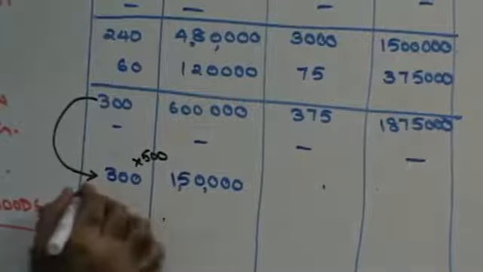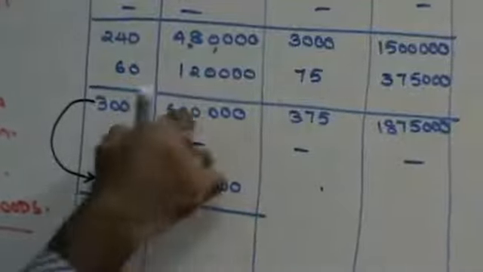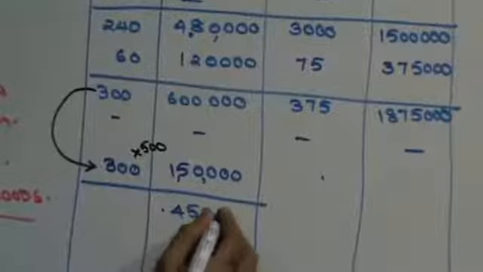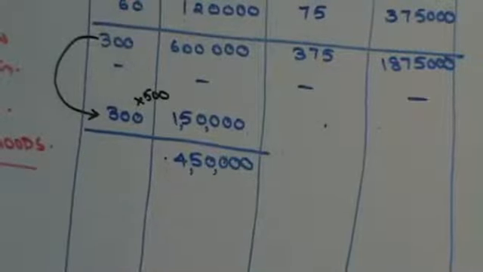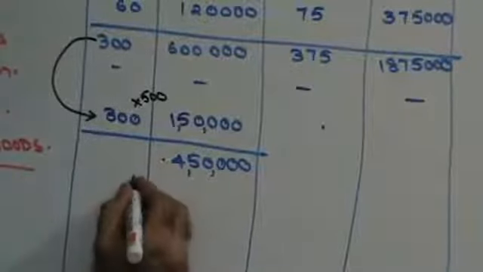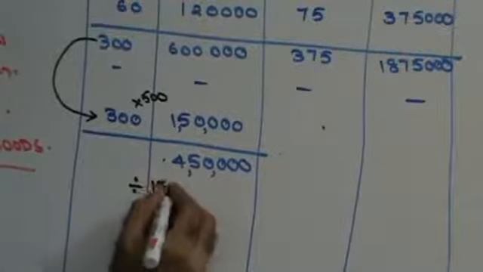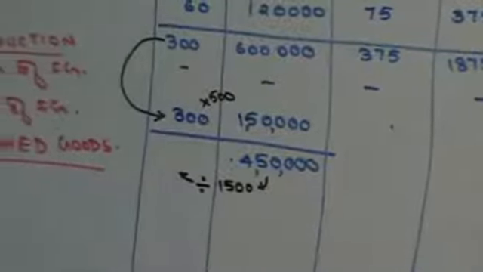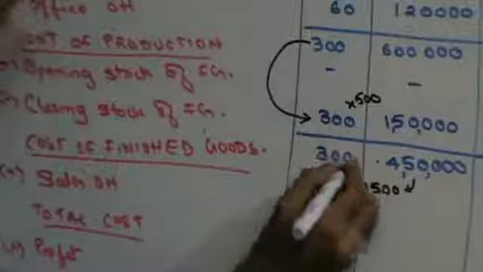Right? Now, first subtract this. 6 lakhs minus 1,50,000 is 4,50,000. Right? Divide this by the number of units sold. 1,500 units have been sold. So this is going to be 300. Do you understand how to do this?